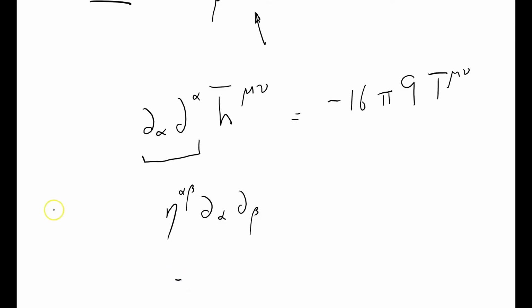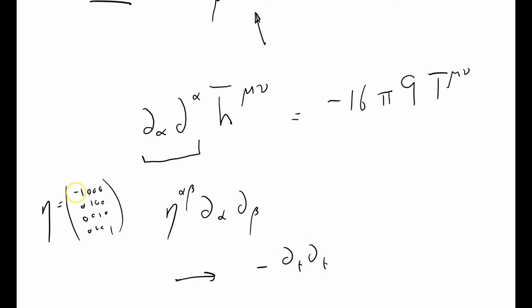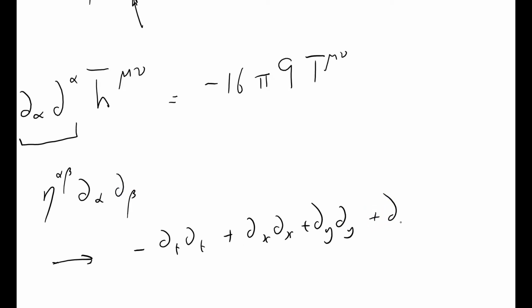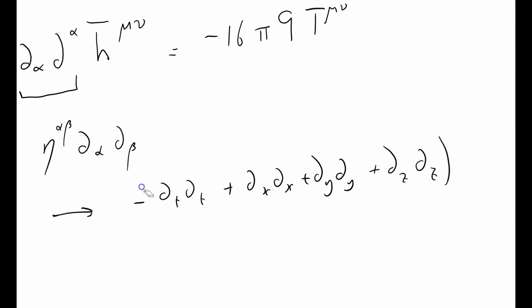Well, that, and eta, of course, I'm only working to first order, is equal to minus 1, 0, 0, 0, 0, 1, 0, 0, 0, 0, 1, 0, 0, 0, 0, 1. So this operator comes out to be minus di t for this term here, minus because it's a minus 1, plus di x, which is that term there, di y, plus di z. That's what that operator turns into. Oh no, the bracket's in the wrong place. There.